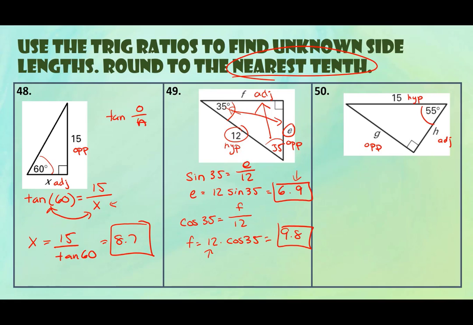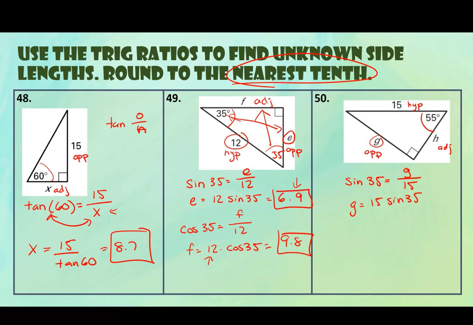So I'm going to solve for G first, because it comes first. You may have just heard me doing the alphabet in my head. Because we're looking for G, which is the opposite side, and we're given 15, I'm going to use sine. So sine of 35 is equal to the opposite side G over the hypotenuse, which is 15. Again, the variable is up high, so we're going to multiply. So we have G is equal to 15 sine of 35.